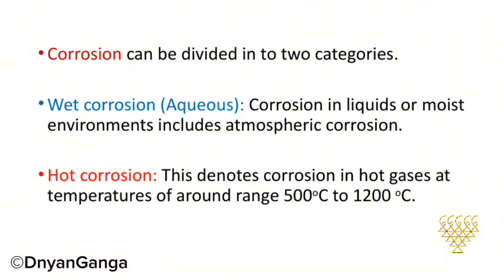deterioration. The second type is hot corrosion, which takes place at much higher temperatures, typically between 500 and 1200 degrees Celsius. This form of corrosion involves hot gases, and it's often encountered in high-temperature industrial processes, like in turbines or boilers. By recognizing these two categories, we can better understand the conditions under which different materials degrade and tailor our protective strategies accordingly. This distinction really ties into the overall theme of our presentation, which is about understanding corrosion mechanisms to improve material durability and lifespan.